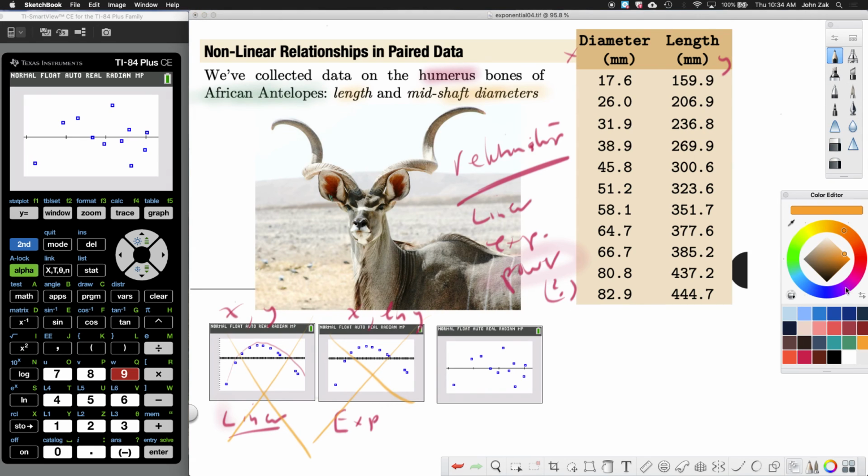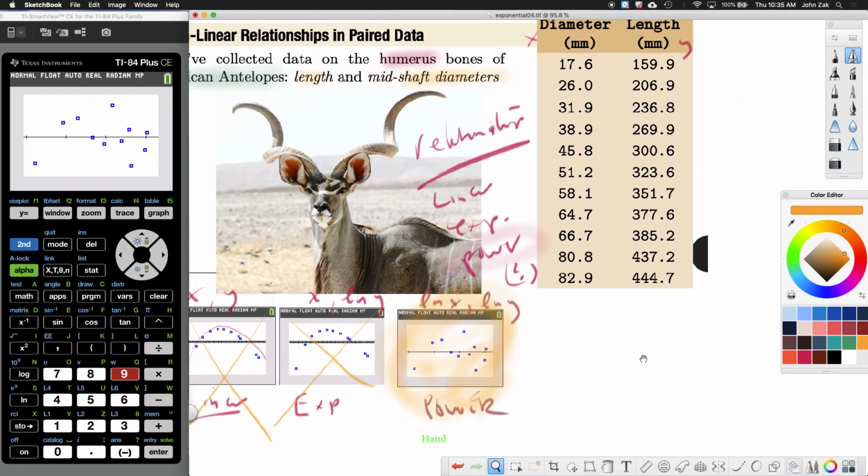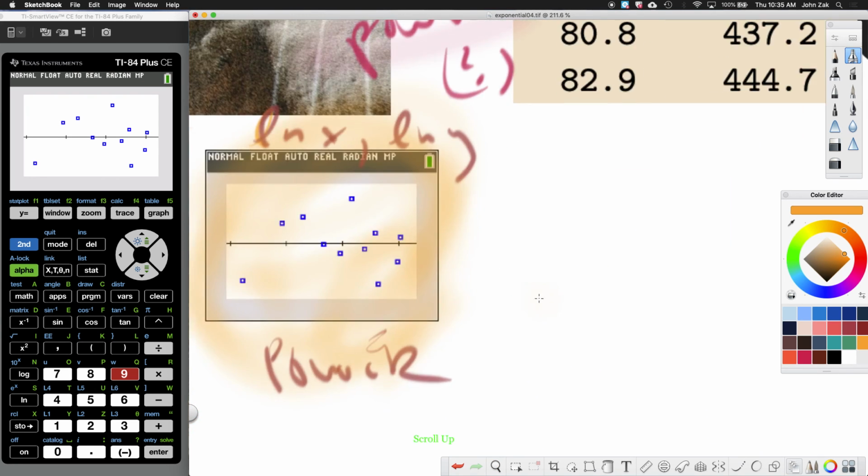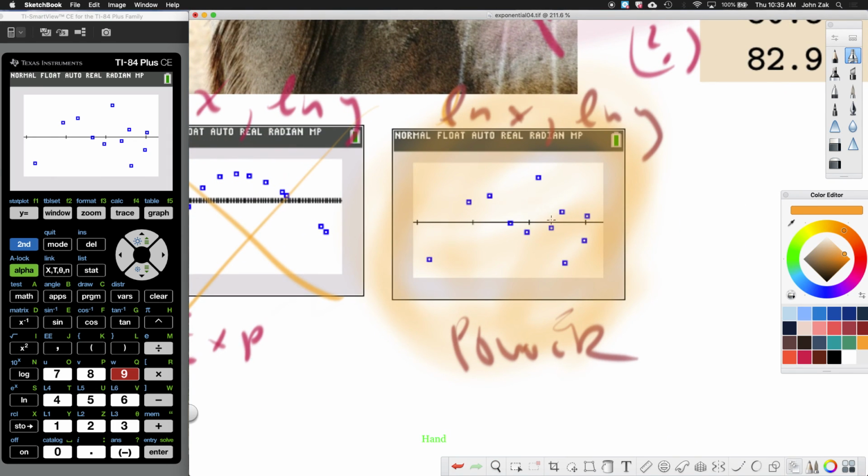Remember that this time we plotted the natural log of x with the natural log of y. This was a power model, right? And this guy makes me happy. Now, why does this guy make me happy? It makes me happy because when I look at it, and let me zoom in here, you see not much pattern at all.